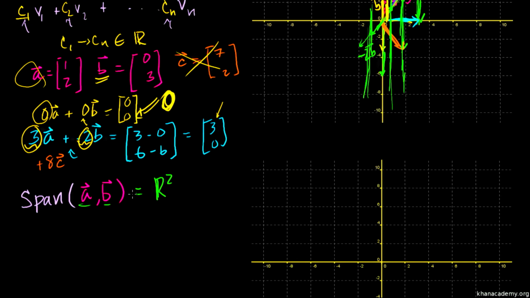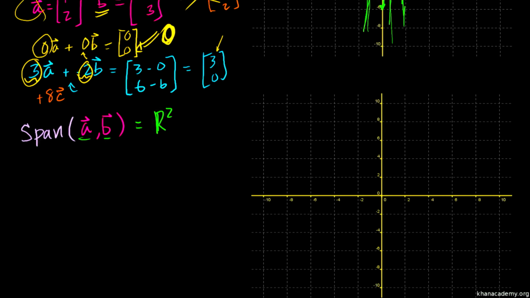And you're like, hey, can't I do that with any two vectors? Well, what if a and b were, let's say the vector 2, 2 was a. So a is equal to 2, 2. And let's say that b is the vector minus 2, minus 2. So b is the vector minus 2, minus 2.